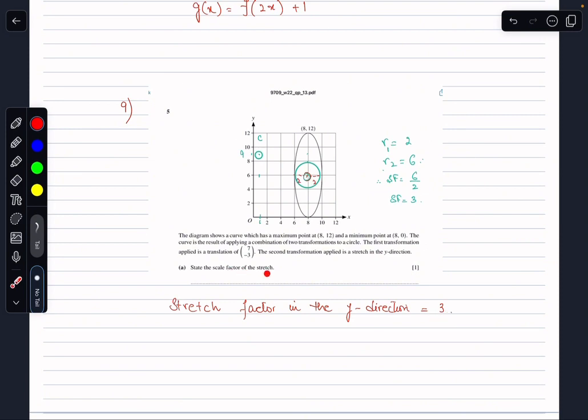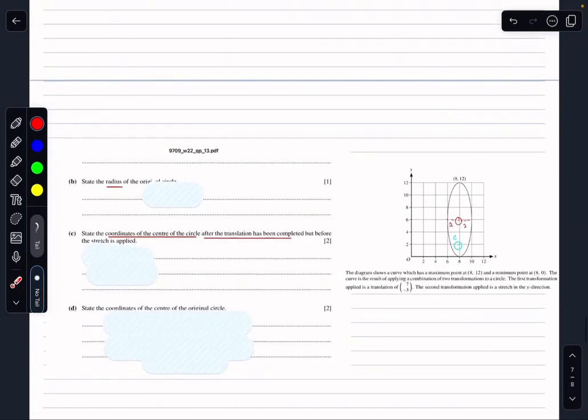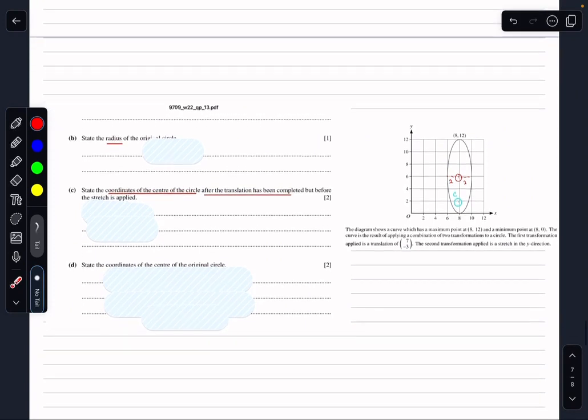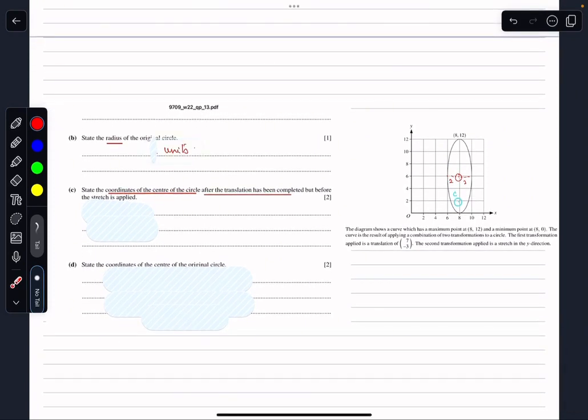So, state the scale factor of the stretch. The stretch factor or the scale factor of the stretch in the y direction is equal to 3. Now, the second part of the question says the radius of the original circle. We have already decided that in the x direction there is no change, there is no stretch. Therefore, we have decided earlier also that the radius had to be 2 units.